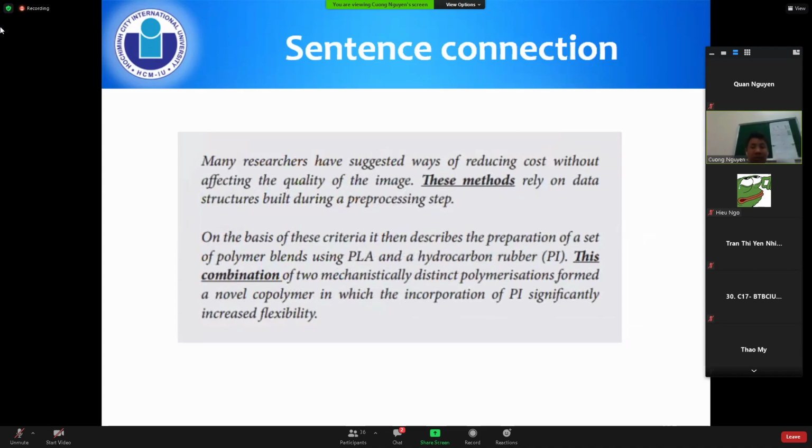Or this one, you use these methods. Okay, so many researchers have suggested ways, and you say these methods. Methods here refer to ways, and these methods means these ways. On the basis of this criteria, describe preparation of a set blending. So this combination, that means this blending, is very cohesive in content.